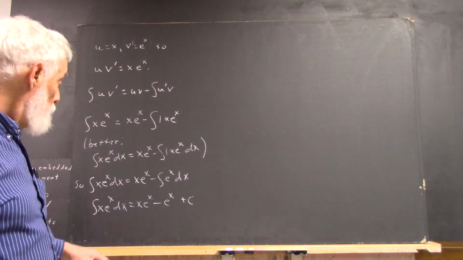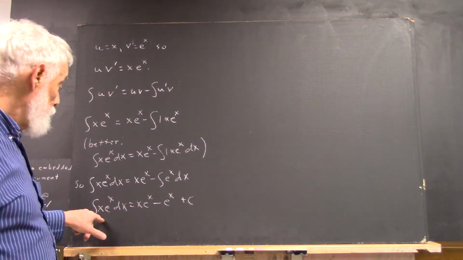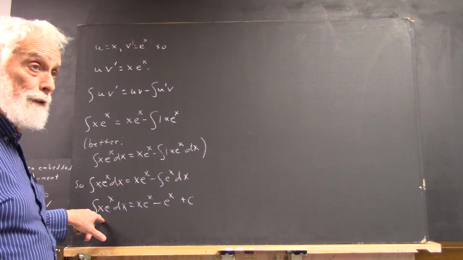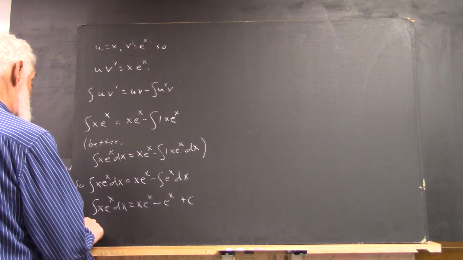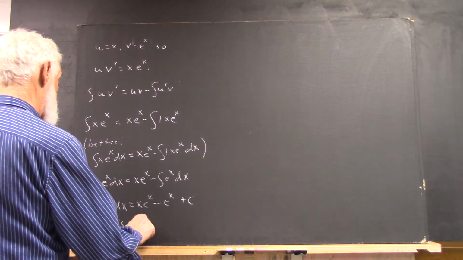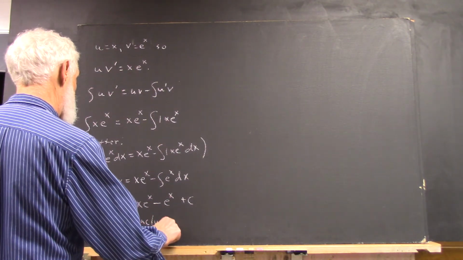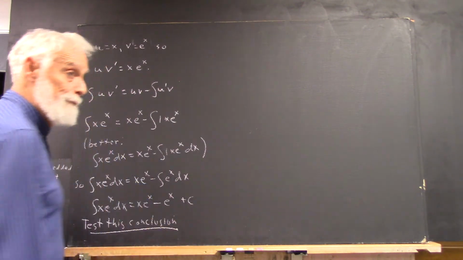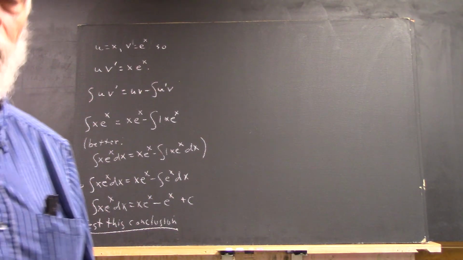How do we test whether this is an antiderivative of this? So we want to test this conclusion. So please test the conclusion. Let's see what we get.